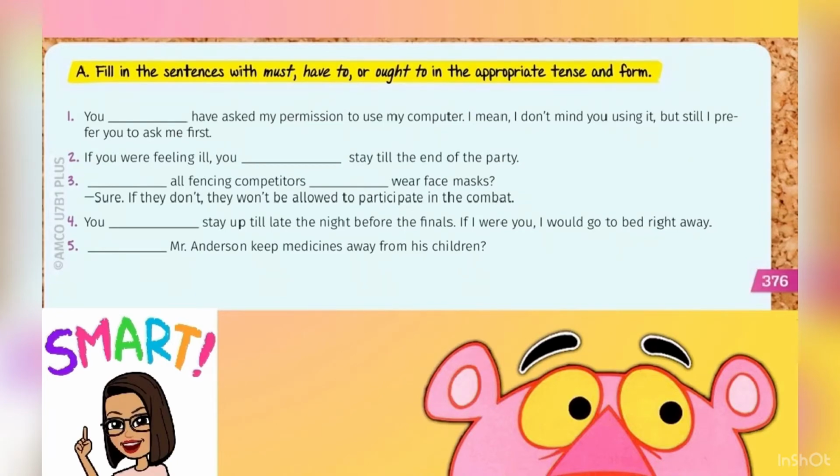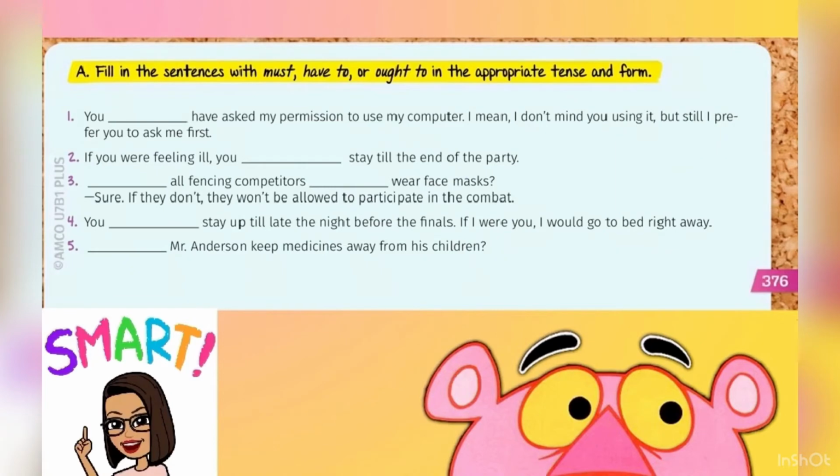Number 2. If you were feeling ill, you stay till the end of the party. So this is giving you an obligation, but not necessarily has to be done. It's a possibility. So correct. You can use didn't have to, the negative. Number 3. Blank all fencing competitors blank wear face mask. So we use here do all fencing competitors have to wear face mask?